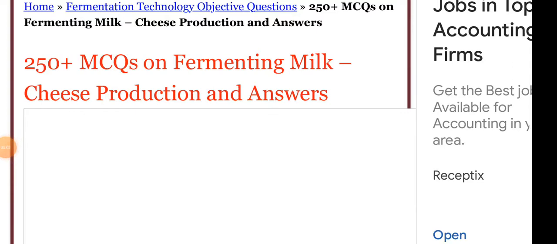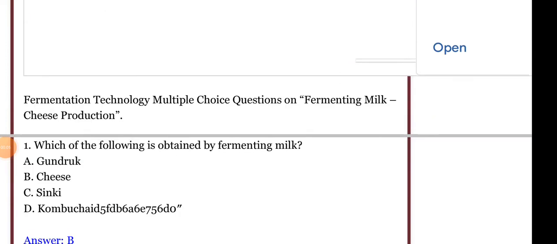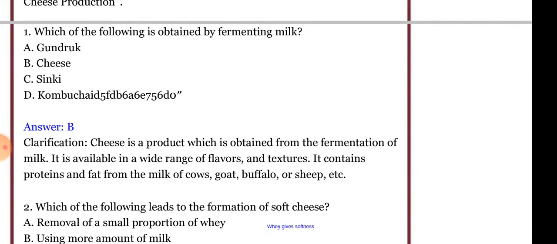MCQs on fermenting milk, cheese production and answers. Which of the following is obtained by fermenting milk? Cheese is obtained by fermenting milk.